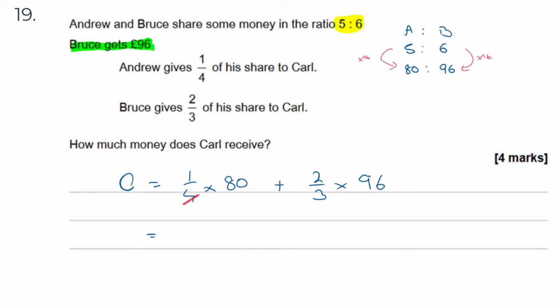4s into 80 go 20 times, so that's just 20, isn't it? And 3s into 96, that goes 32 times, and then 2 lots of 32, that is 64. Okay, so he gets £20 from Andrew and £64 from Bruce, giving a grand total of £84. So that's my answer, £84.